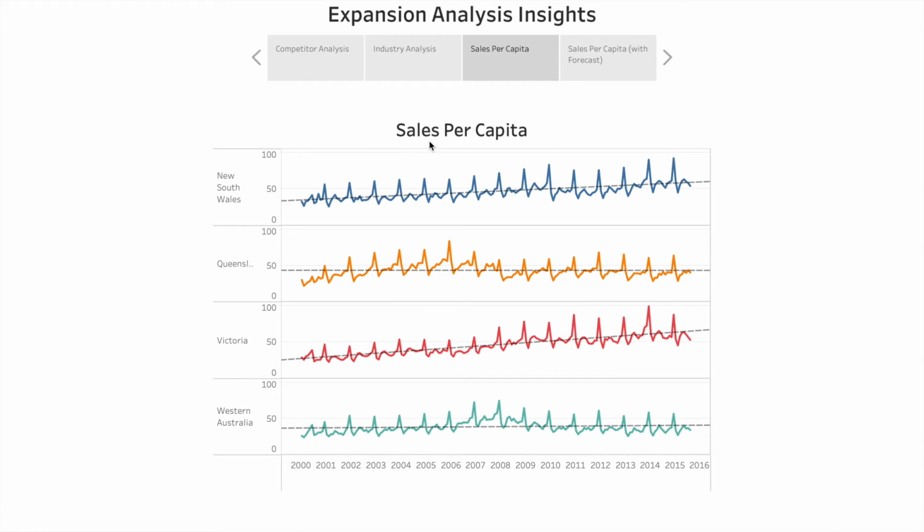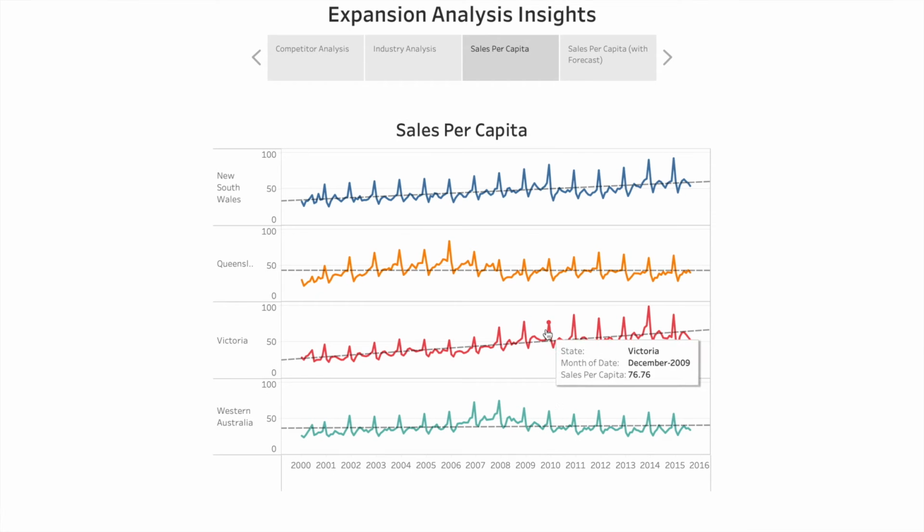In order to calculate the sales per capita, I created a new calculated field. In this new calculated field, I divided the sum of turnover by the population of the respective states. After computing the sales per capita, we get more reliable information from the graphs.